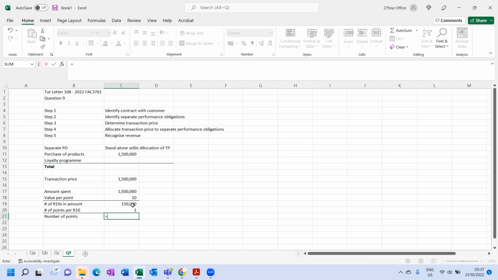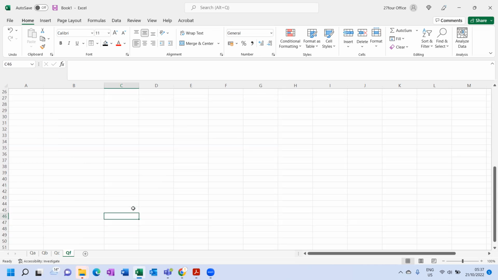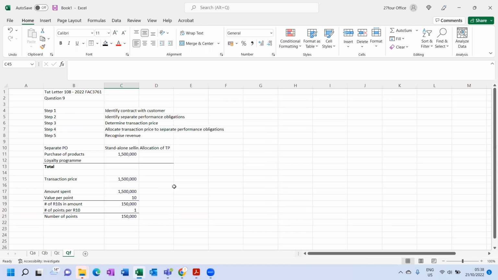So therefore, the number of points will be the number of 10 rands in 1.5 million times the number of points per 10 rand. Okay, so there we go. It remains the same. If you got 3 points for every 10 rand, then it would change, but you only get 1 point for every 10 rand.